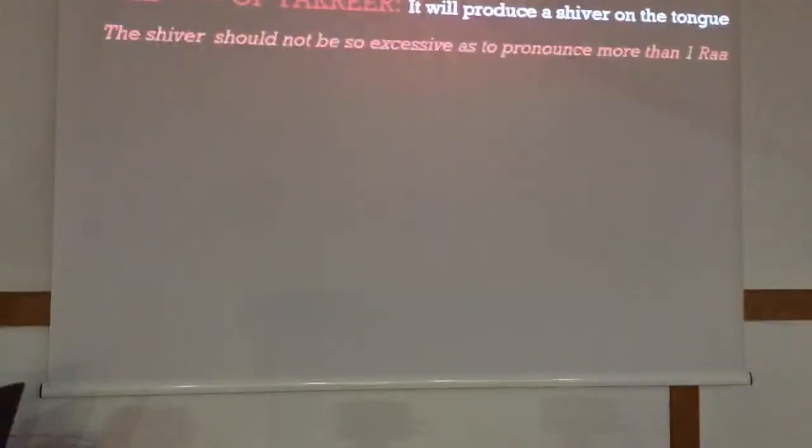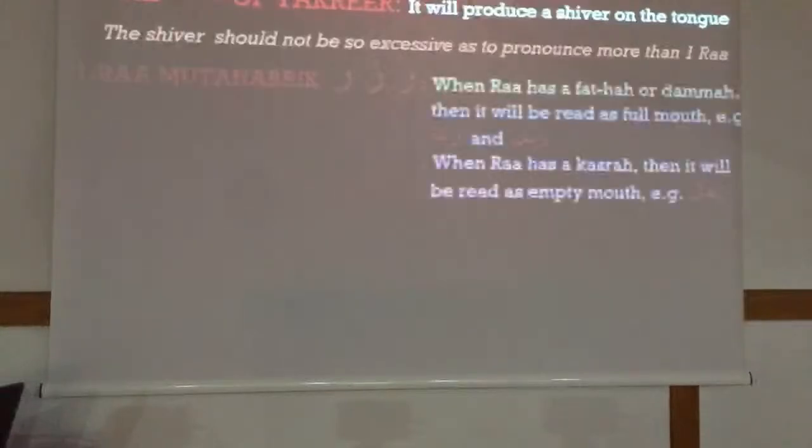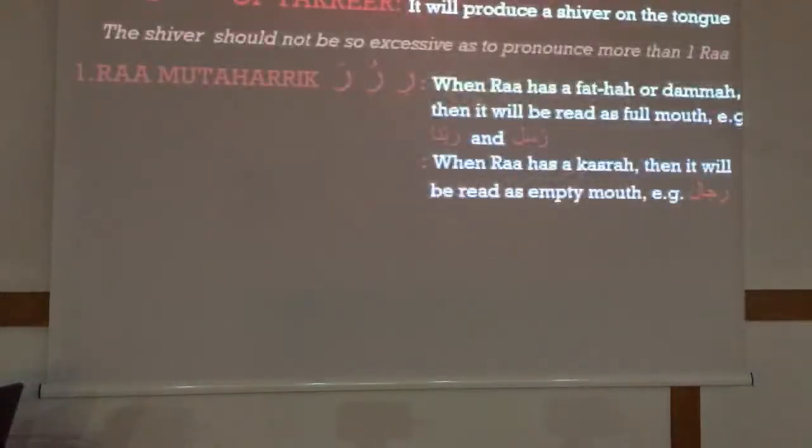And let's look at an empty mouth letter, the letter za. Whether it has a fatha, dhamma, kasra, a sukoon, or a shadda, za will always be empty mouth. We don't need to look at the letter before or after. Now the thing about ra, there are many things that you need to look at, and here inshallah we're going to look at each scenario one by one. The first case is ra mutaharrik.